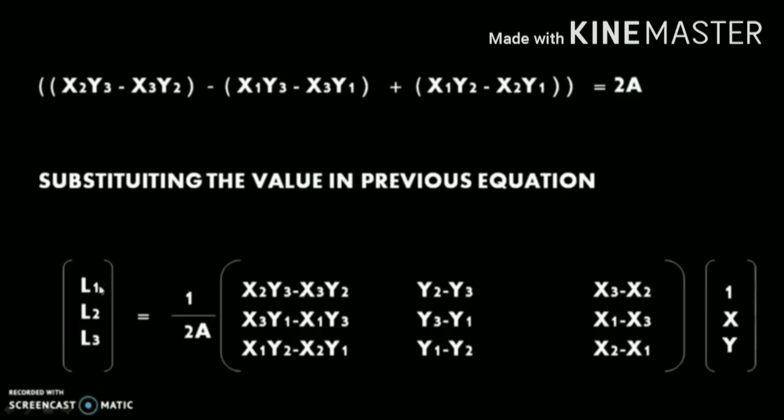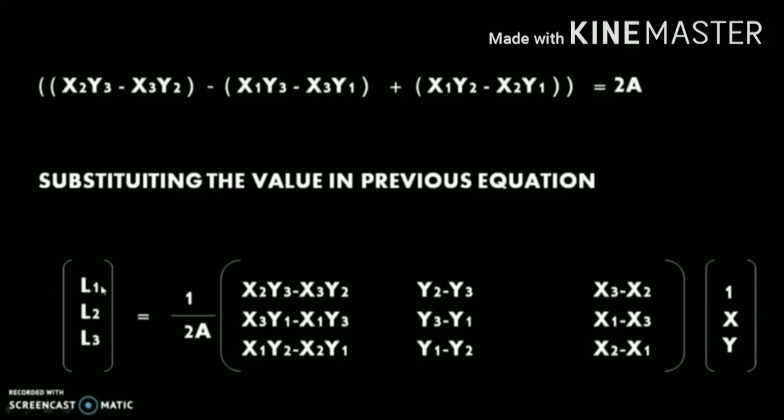Therefore, the equation for L1, L2, L3 will reduce to 1 by 2A into the matrix x2 y3 minus x3 y2, y2 minus y3, x3 minus x2, x3 y1 minus x1 y3, y3 minus y1, x1 minus x3, x1 y2 minus x2 y1, y1 minus y2, x2 minus x1, into 1, x, y. This is the final expression that we need. That is the expression for the natural coordinates L1, L2 and L3 in terms of x and y.